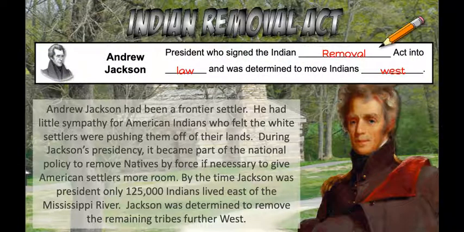So Andrew Jackson continues to be an important person in this section because he is the president who signed the Indian Removal Act into law, and he was determined to move the Indians west of the Mississippi River.